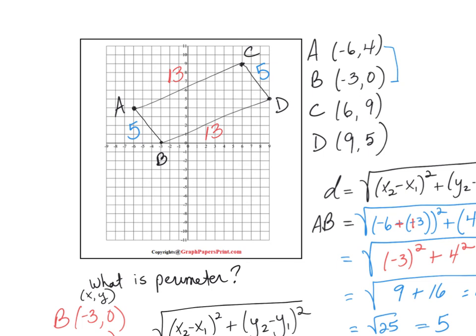Now the question asks for the perimeter. If you remember, perimeter is just the addition of the lengths of all the sides. So we're just going to do 13 plus 13, which gives me 26, plus 5 and 5 is 10. So my perimeter is 36 units.